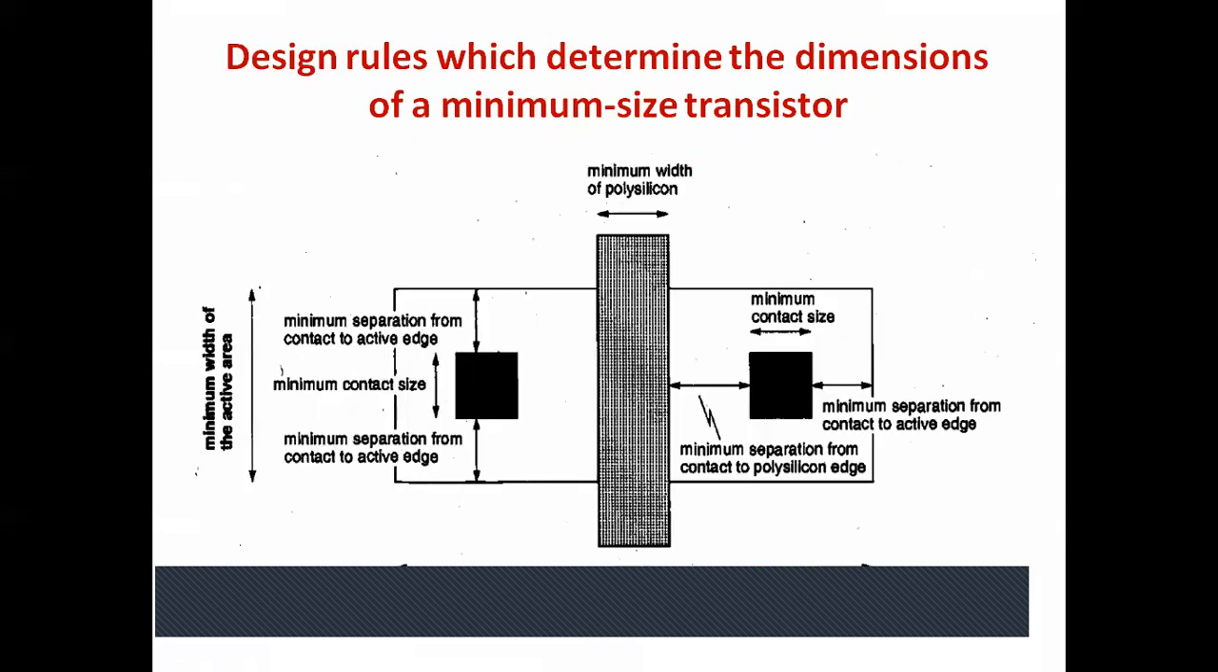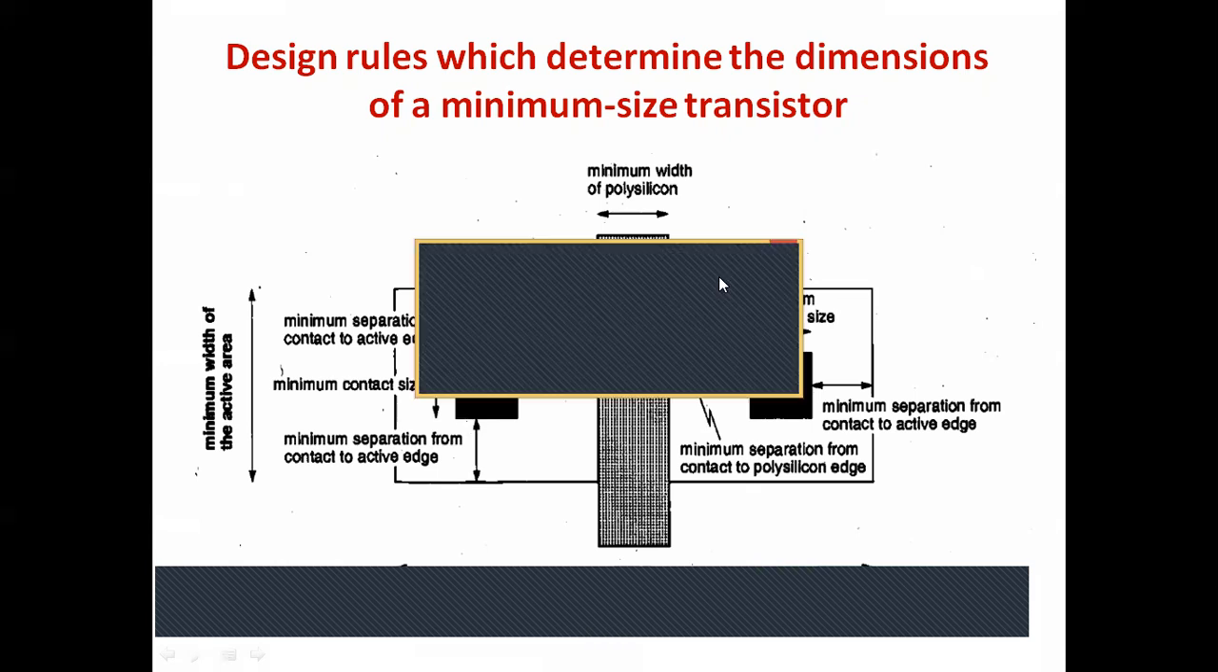Now, how to determine the minimum size of the transistor? Okay, let us start. First, I want to put the contact here. So what is the minimum contact size? 2 lambda by 2 lambda, right? This is just vertical dimensions. Width we will calculate first. So this is 2 lambda, right? From here to here, how much? 2 lambda. From this point to this point, how much does it have to be?